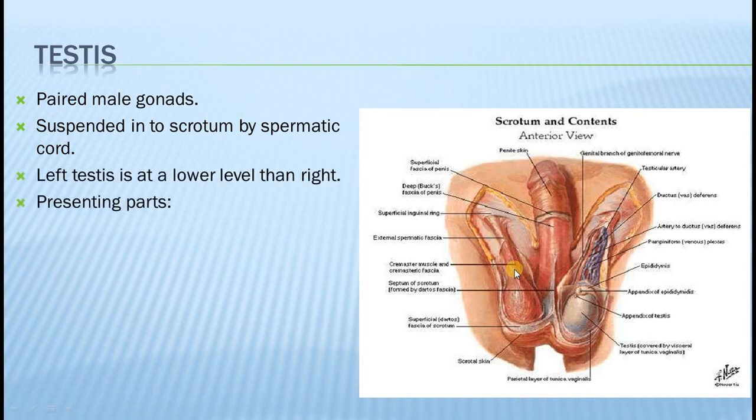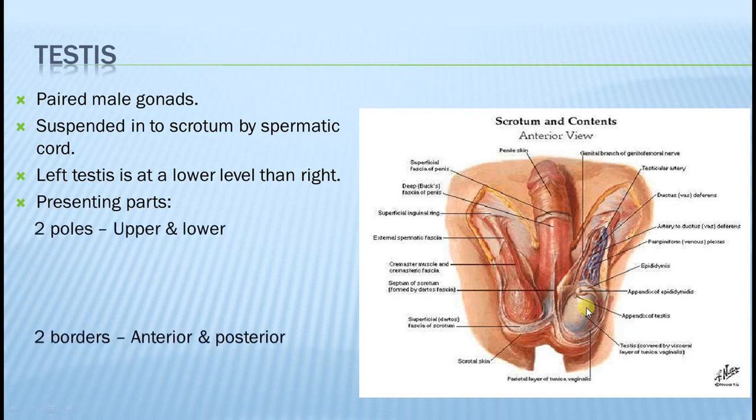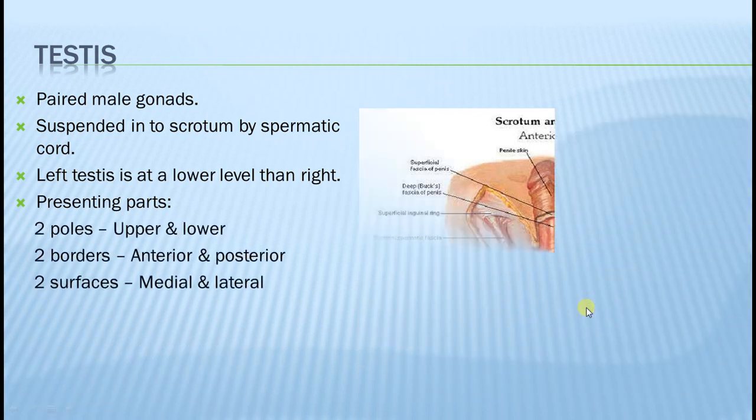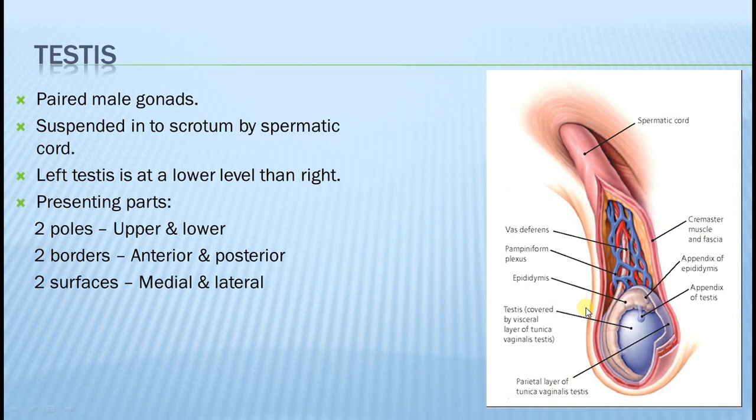Okay. So the parts of the testis: it consists of an upper pole, lower pole. It has got a medial surface, lateral surface, and it has got an anterior border and a posterior border. 2 poles, 2 surfaces, 2 borders. 2 poles, upper and lower pole, 2 surfaces, medial and the lateral surface, 2 borders, anterior border and the posterior border.